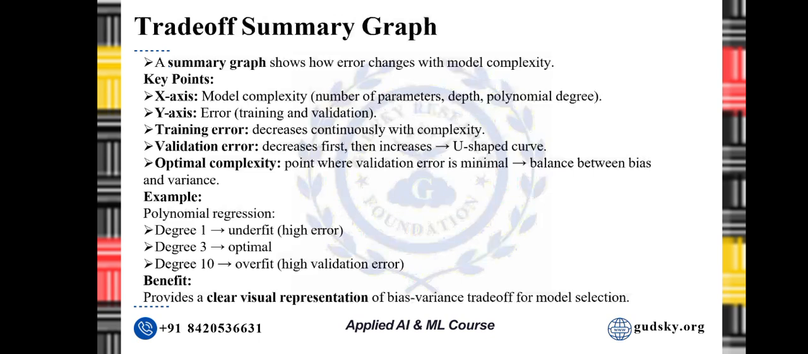At the left end, high bias, low variance: underfitting. At the right end, low bias, high variance: overfitting. In the middle, best balance, the ideal model. Example in polynomial regression: degree 1, high error, underfit; degree 3, perfect trade-off; degree 10, fits noise, overfit. So this is the trade-off summary graph.